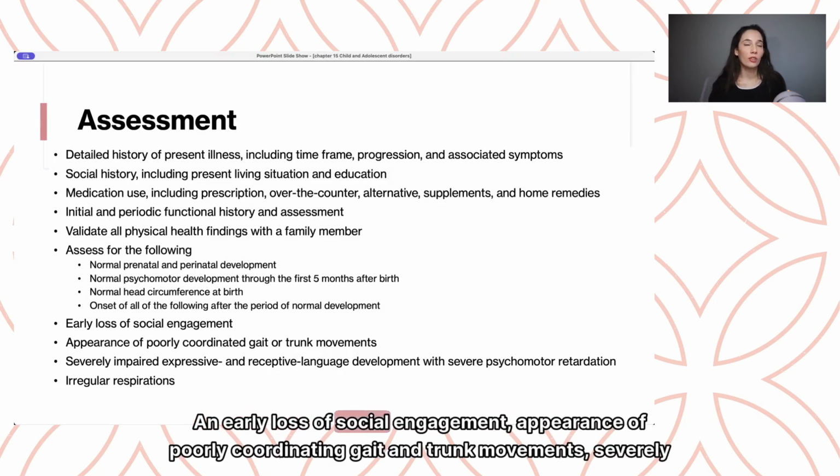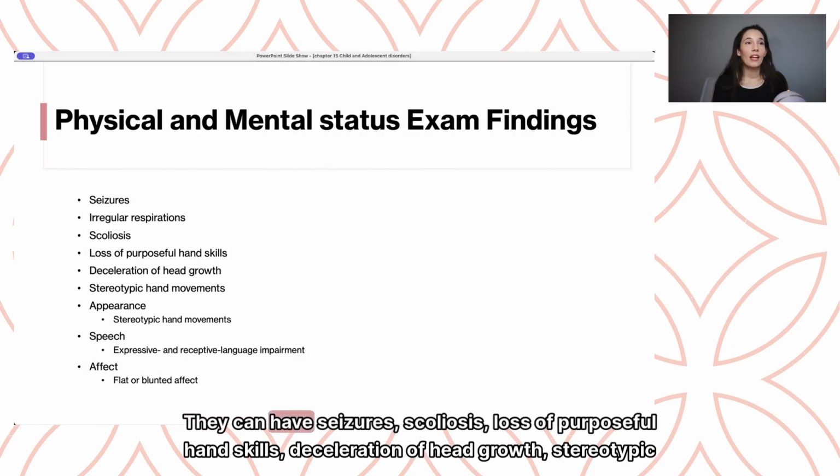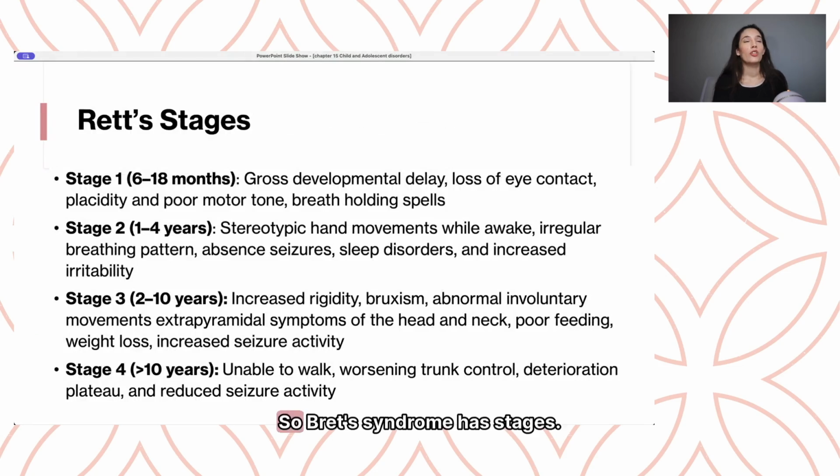An early loss of social engagement, appearance of poorly coordinated gait and trunk movements, severely impaired expressive and receptive language with severe psychomotor retardation, and irregular respirations. They can have seizures, scoliosis, loss of purposeful hand skills, deceleration of head growth, and stereotypic hand movements. So these are the things that we would see. There are some repeats there.